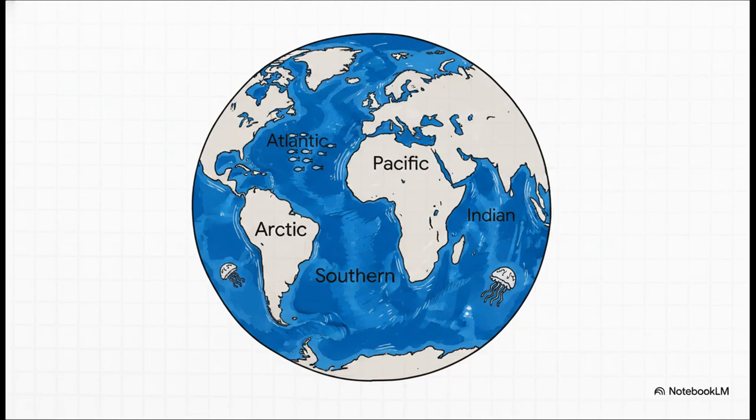So what about the other 70+%? Well, that's the domain of our 5 massive oceans. Think of them as the planet's circulatory system and its climate control, all rolled into one. These huge bodies of salt water don't just separate the continents. They actually connect them, driving our weather patterns and keeping global temperatures in check.